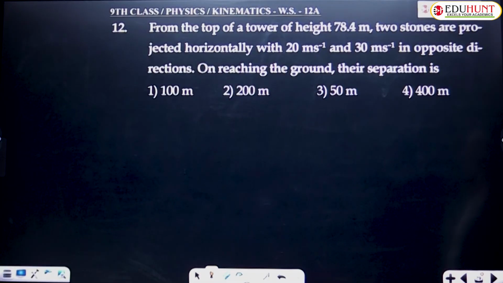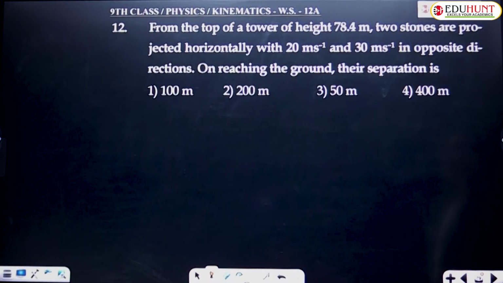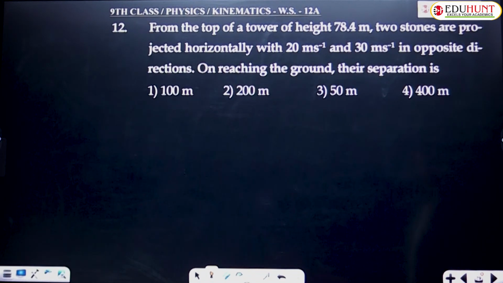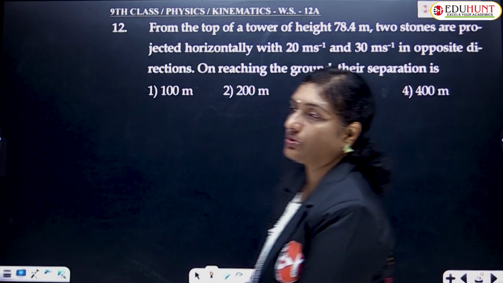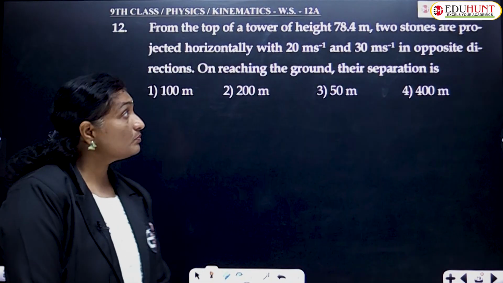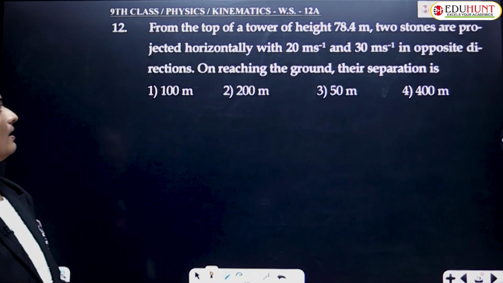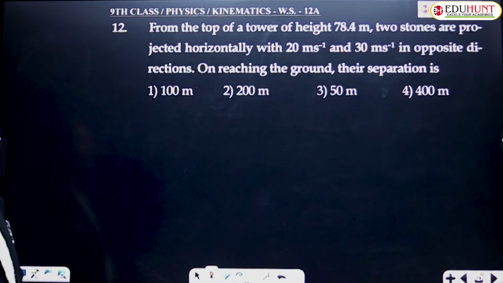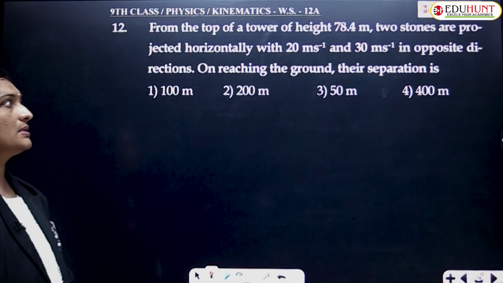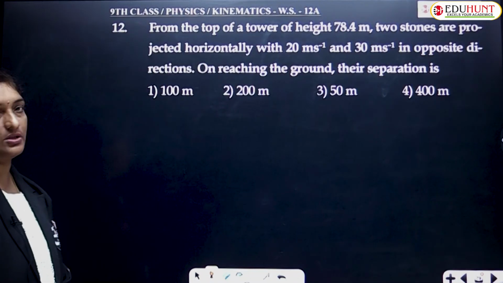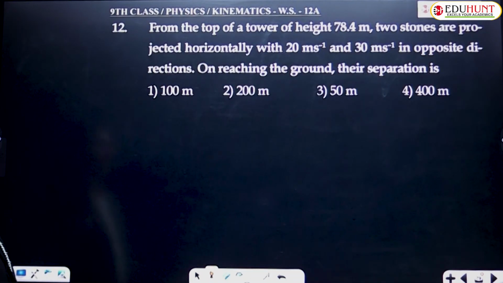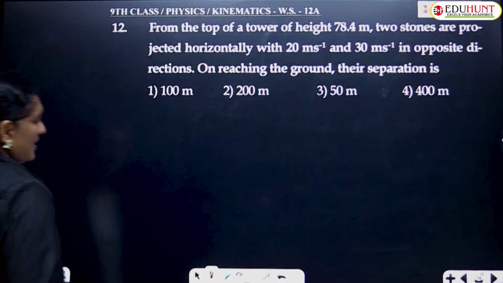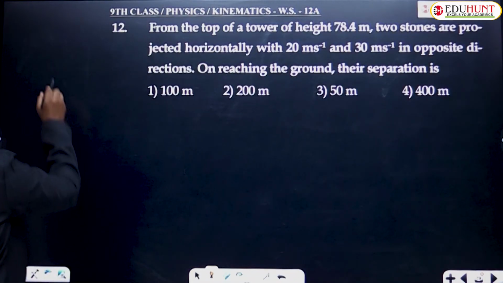From the top of a tower of height 78.4, 2 stones are projected horizontally. How many stones, children? 2 stones from the same height. One stone is thrown at a speed of 20 meter per second, whereas the other stone is thrown with a speed of 30 meter per second in opposite directions. On reaching the ground, their separation is, that means the total range you are asked to find out.